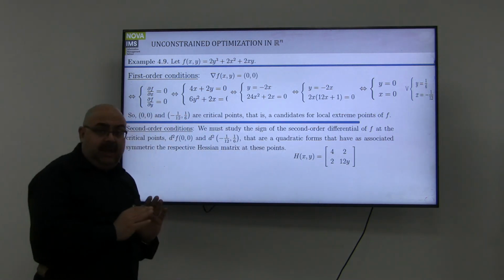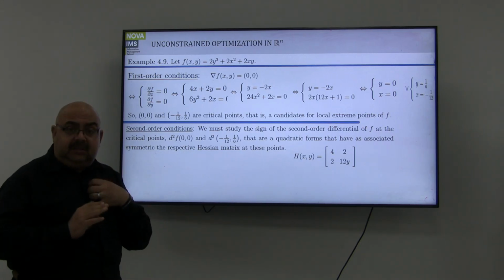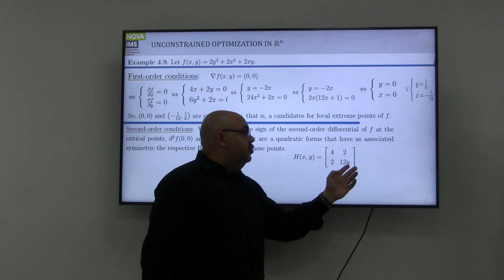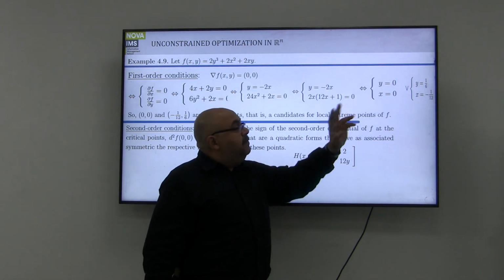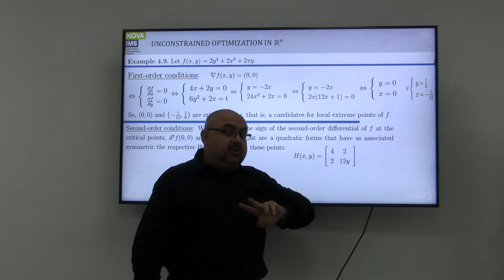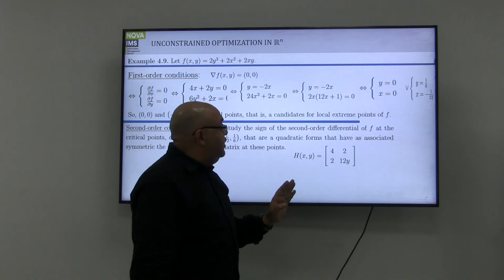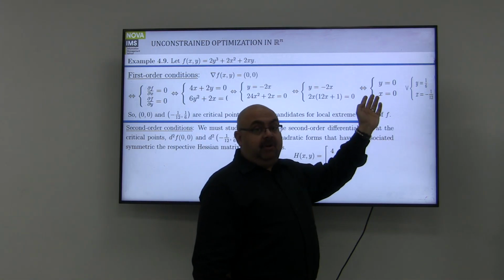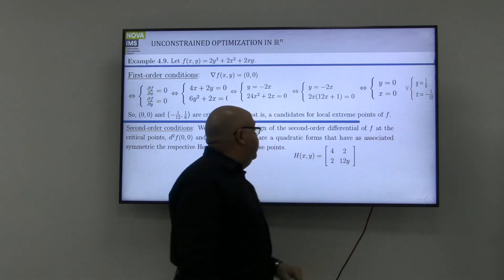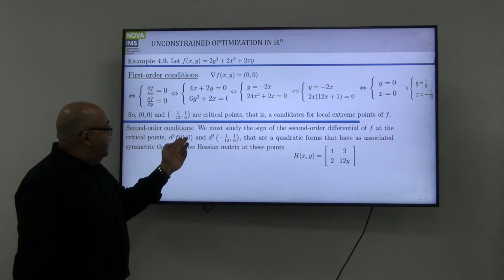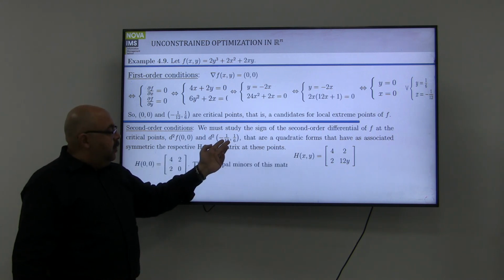And in this case, I can find that my Hessian depends on the value of y or the value of x. It will change based on the critical point that you are studying. This is why I will make 2 substitutions. The first of them at the point 0 and 0. The second of them is going to be at negative 1 over 12 and 1 over 6. So the first at 0 and 0, the second at negative 1 over 12 and 1 over 6.